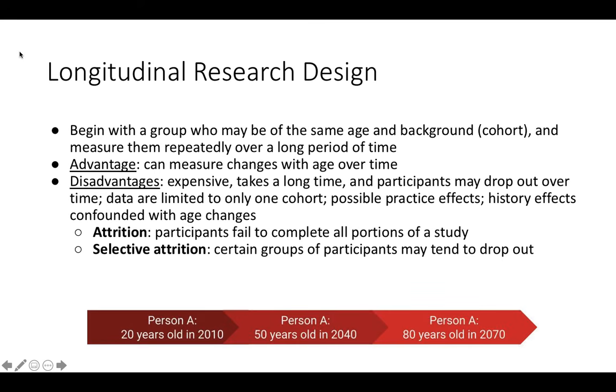So you have this problem known as attrition. Attrition is the dropout rate over a period of time. Participants fail to complete all portions of the study. And then you have selective attrition. Certain groups of participants may tend to drop out. The advantage is you can measure changes with age over time about these specific people. But the disadvantage is it's expensive, like I said, it takes too long, and you've got that attrition.